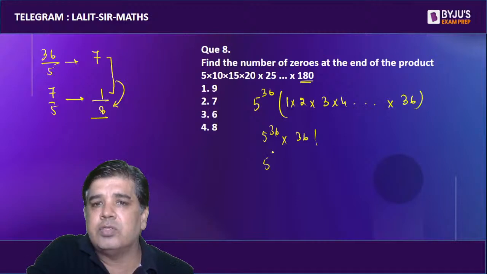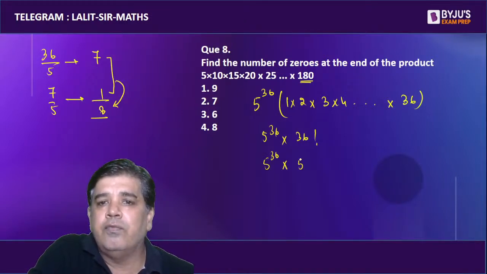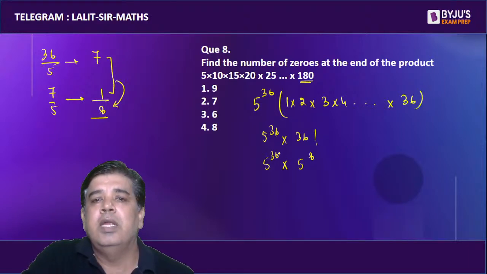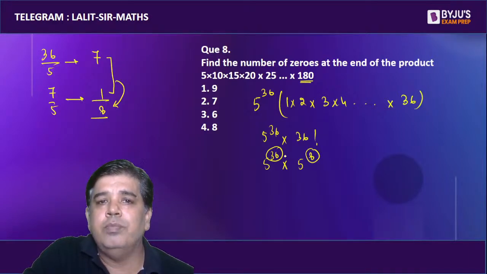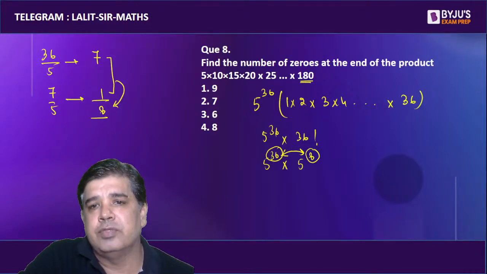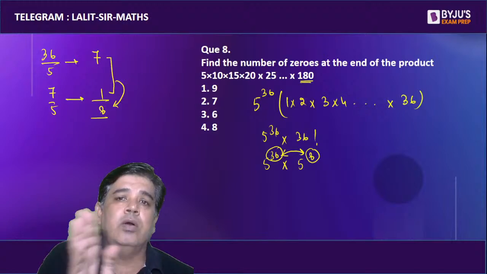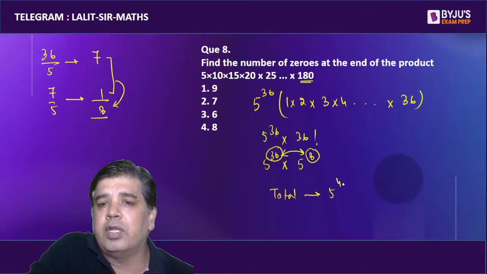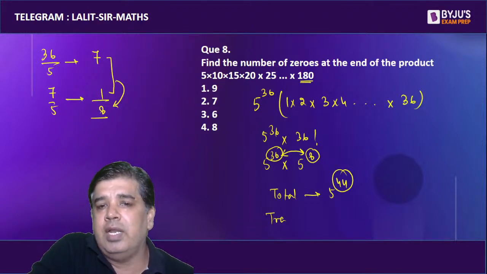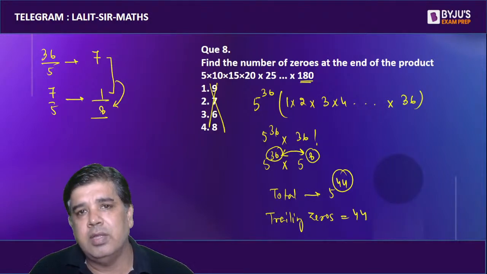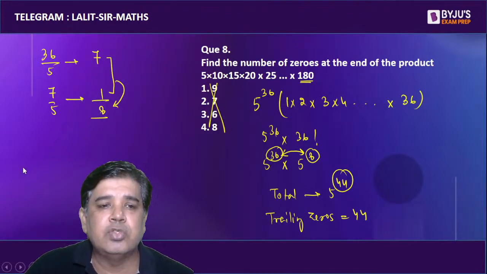So we have 5 raised to power 36 into 5 raised to power 8, right? Now we add these total numbers of 5s: at last we have 8, also we have 36. So the total number of 5s is 44. So trailing zeros are also 44 in number. These other answers are wrong, right? The answer is 5 raised to power 44.